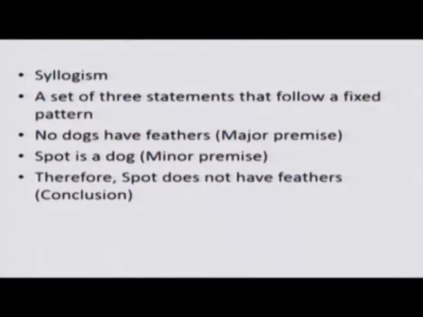Another thing related to deduction is called syllogism. So, you have a set of 3 statements that follow a fixed pattern. Let us look at an example. No dogs have feathers. So, this is a major premise. So, this is agreed upon. Spot is a dog. So, this is a minor premise. So, based on these two things, now you reach the conclusion, therefore, Spot does not have feathers. So, a set of 3 statements that follow a fixed pattern, this is called syllogism. This kind of task you often find in competitive exams.